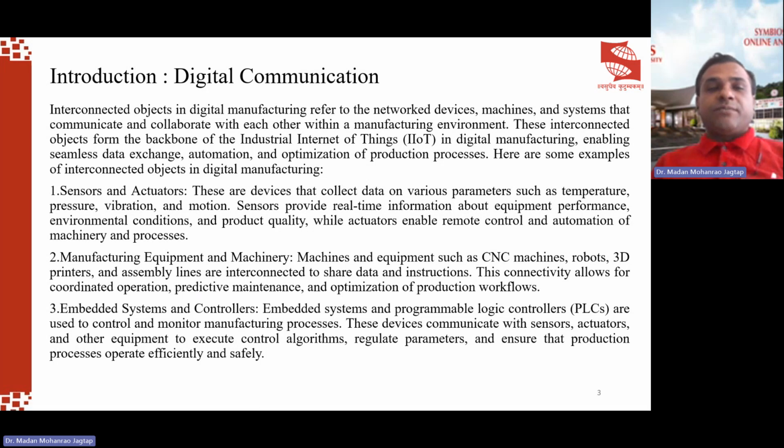Here are some examples of interconnected objects in digital manufacturing, and how we can interconnect the objects. First are sensors and actuators. The basic components of digital communication are sensors, which enable us to collect the data from any particular machine. And with whom will they communicate? With the actuators.